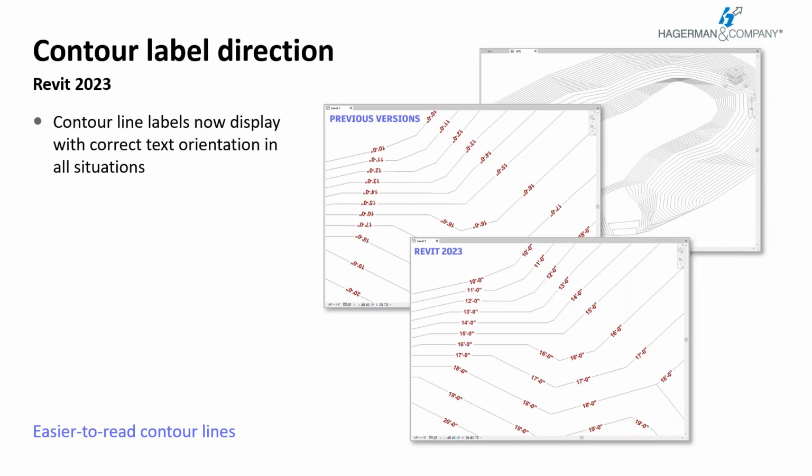Revit 23 includes a highly voted feature request from the Revit Ideas related to contour labels. In previous releases, these labels would display upside down in certain orientations. Now, contour labels always display with the proper text orientation.